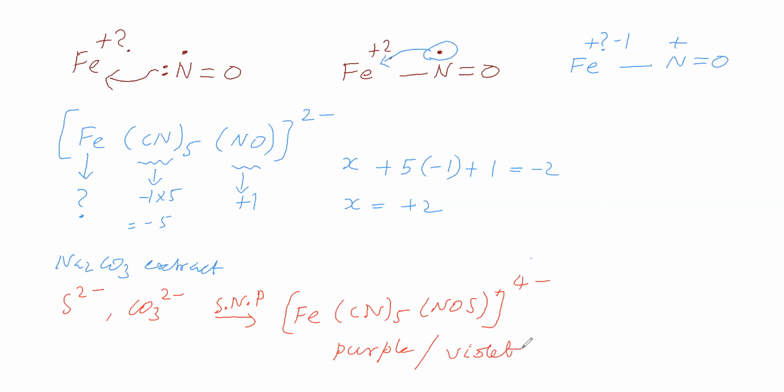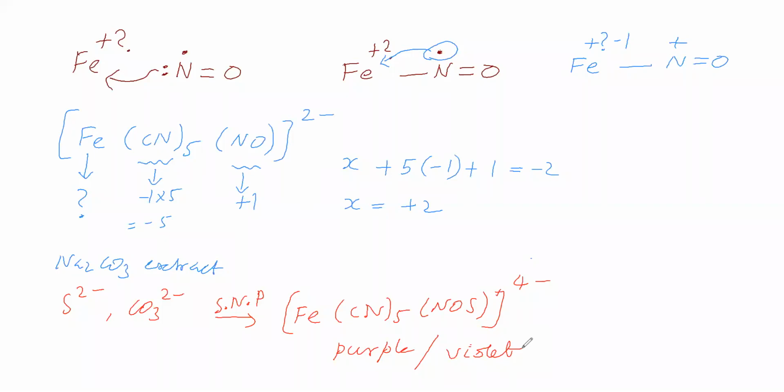This is the test for sulfide. This test is called the sodium nitroprusside test. We take sodium carbonate extract, and to that we add sodium nitroprusside. We get a solution of purple or violet color. The formula of the purple complex is [Fe(CN)5NOS]4-, net charge 4 minus.